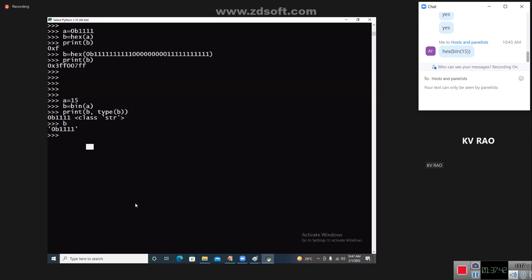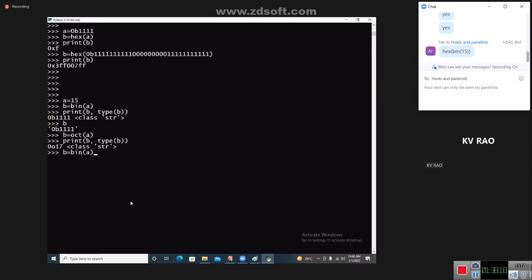Are you understanding? Apply the same to octal also. Not only one student, everybody should understand. OCT of A, print of B, type of B. Same, STR only, because 0O is a special symbol, an alphabet, with digits appended to it. This is called a combination of alphanumerics.